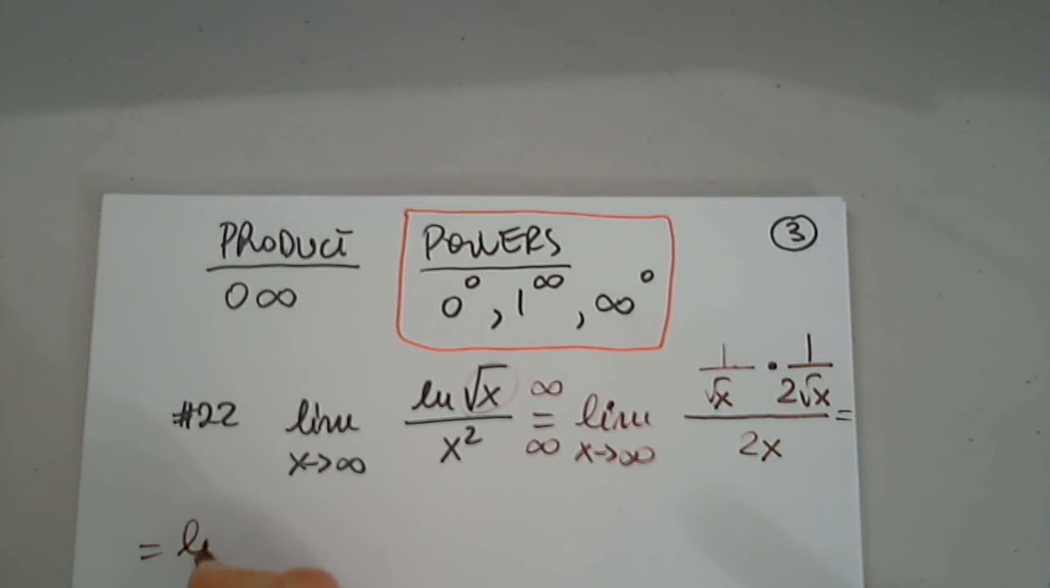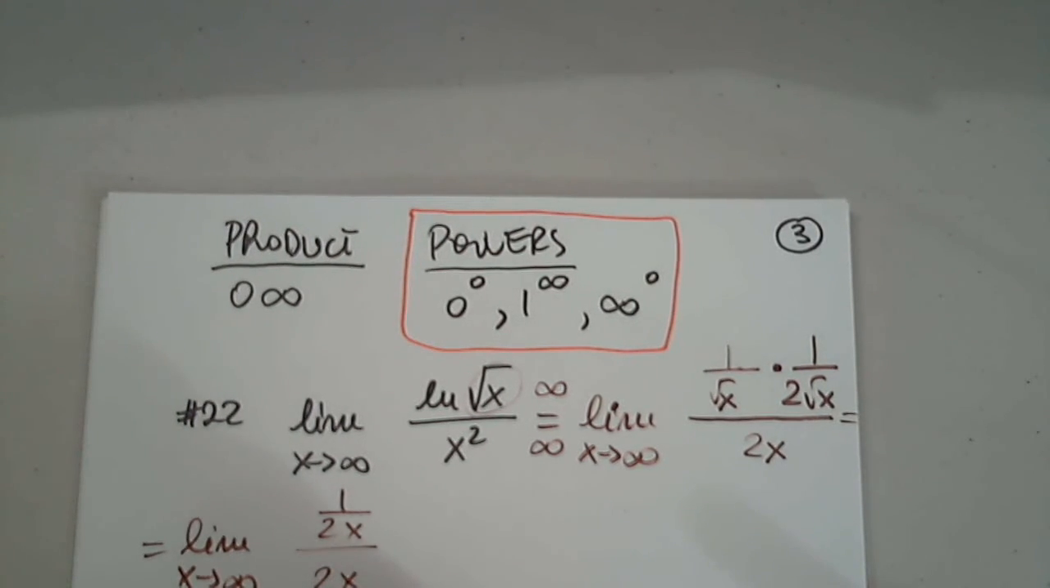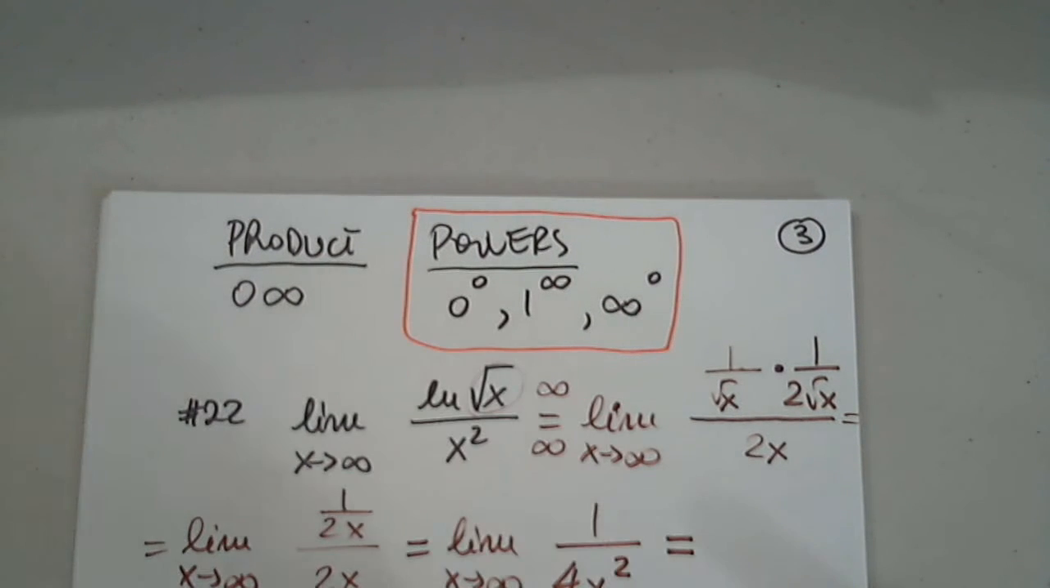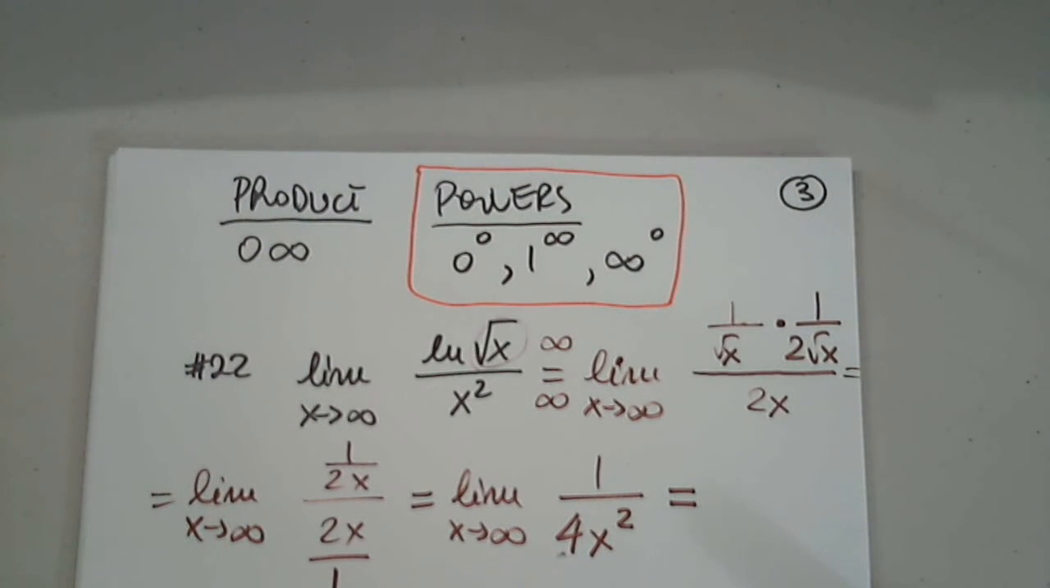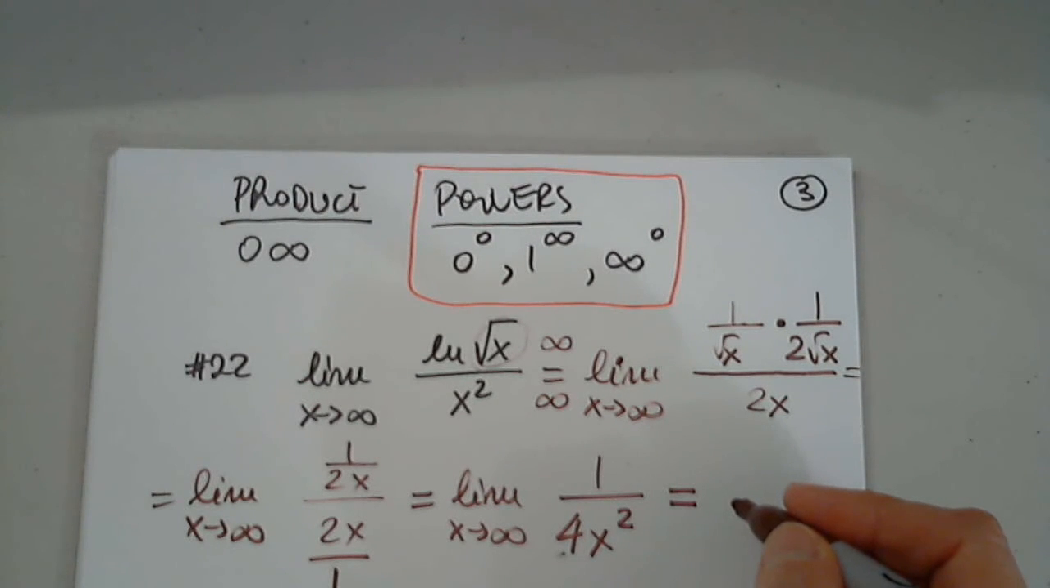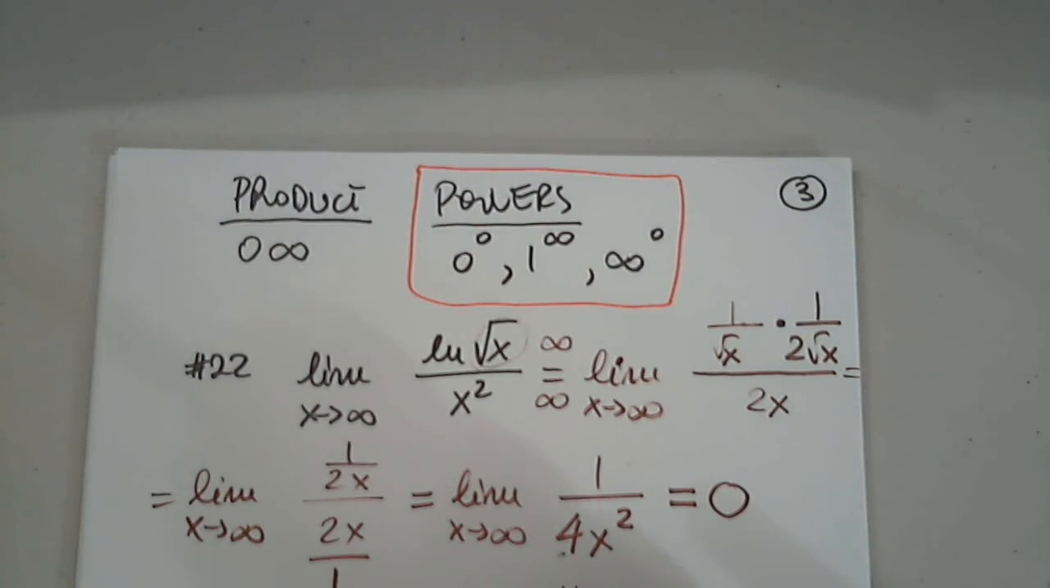Okay, I continue. Limit as x approaches infinity. The top is 1 over 2x, and the denominator is 2x over 1. So this is limit as x approaches infinity. I flip the bottom fraction and I get 1 over 4x squared. And now the answer is, it approaches 0, right? Very good. Y equals 0 because this is x approaches infinity and this is 0. Y equals 0 is a horizontal asymptote. Very good.